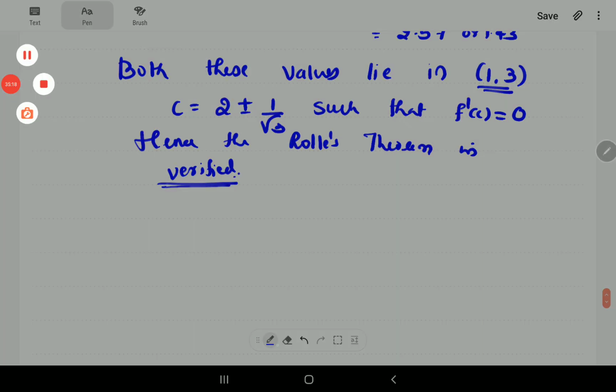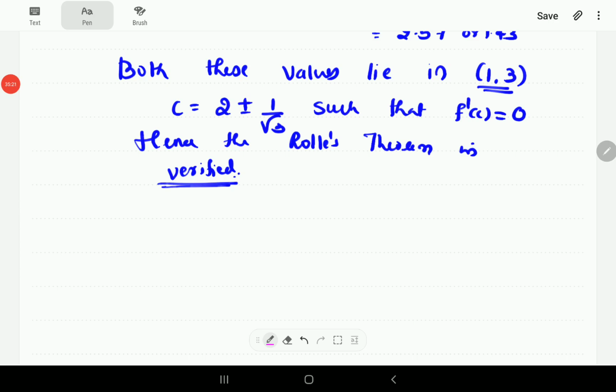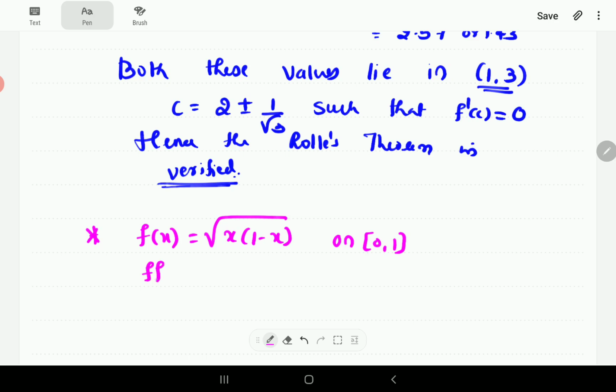I'll give you some examples. Please verify the Rolle's theorem for those, and you can give your answers in the comments, whether you get the Rolle's theorem to be verified or not for that particular function on the closed interval 0 comma 1. Please check this one, and also check f of x equal to square root of 1 minus x square on the closed interval minus 1 to 1.